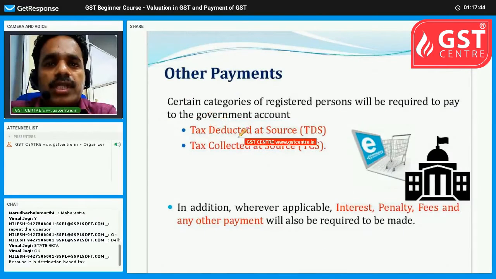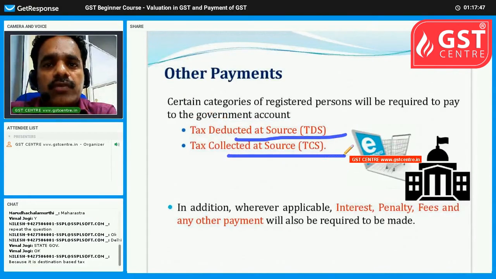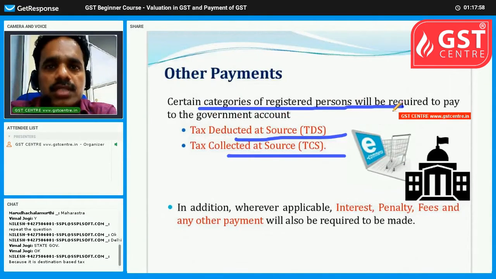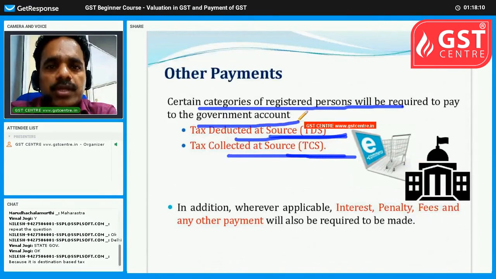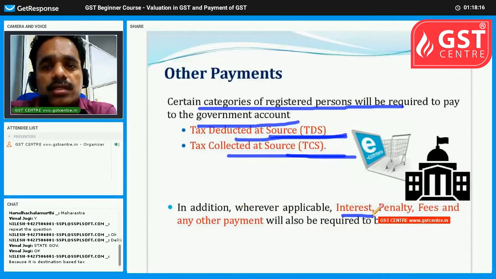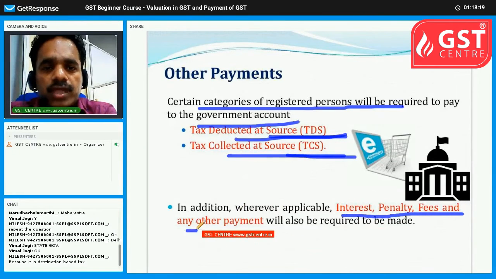We will also look at TDS and TCS. I already covered the e-commerce portal with the example of Amazon. Certain categories of registered persons, such as e-commerce portals like Amazon, Flipkart, or government departments and government companies, have to collect TDS or TCS and pay it to the government account. Other than that, as per the GST law, there are various interest, penalty, fees and other payments which are required to be paid by the taxable person.